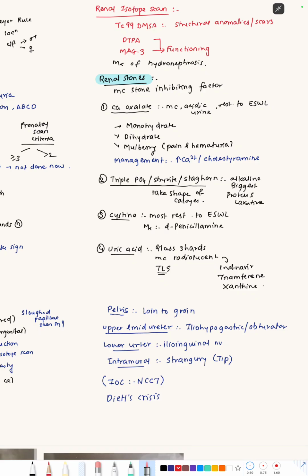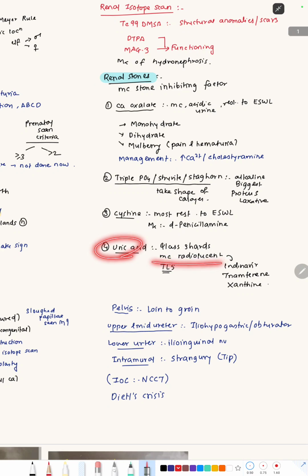D-penicillamine. Uric acid stones, these are translucent, the most common translucent stones. They have a shape like glass shards. They are seen in tumor lysis syndrome and gout. Other radiolucent stones are indinavir, triamterene and xanthine.